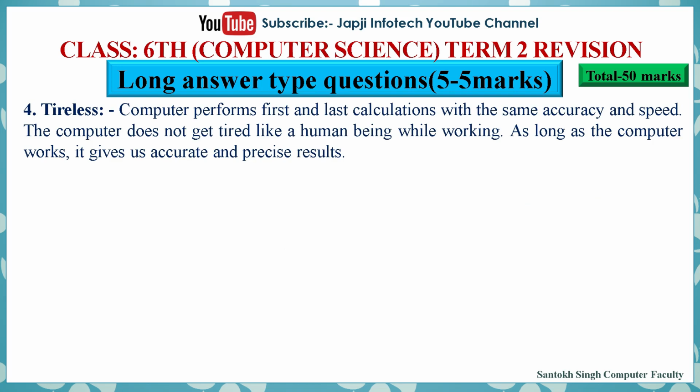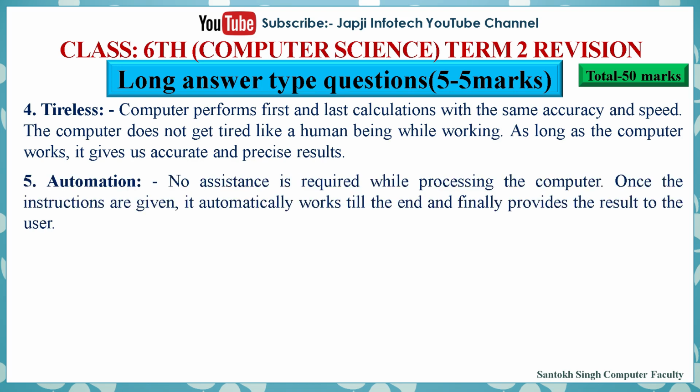And fourth one is tireless. So computer performs first and last calculation with the same accuracy and speed. The computer does not get tired like a human being while working. As long as the computer works, it gives us accurate and precise results. Fifth one is automation. No assistance is required while processing on the computer. Once the instructions are given, it automatically works till the end and finally provides the result to the user.